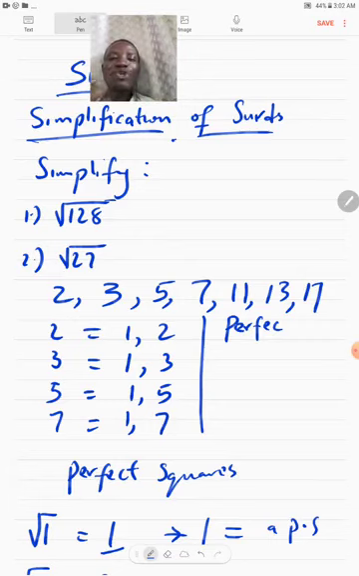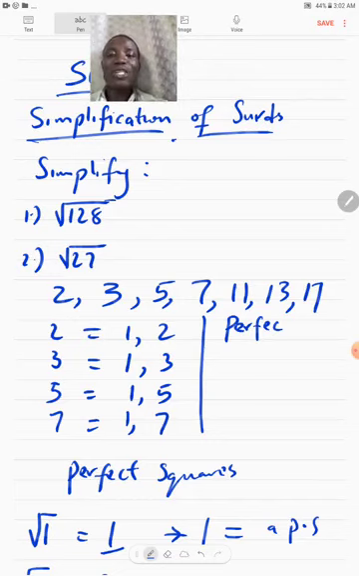Simplifying something means that they are giving you something complex and they want you to break it down to smaller pieces. It's just like giving you this pen and asking you to break this pen down into smaller pieces. So you should cut it down into smaller pieces. It's just like you taking your plantain and slicing it down into slices.